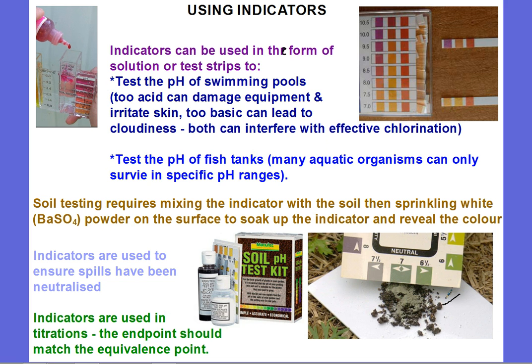And that's because the indicator inside the soil is hard to see the colour because the soil is dark. In the lab or inside, indicators can be used to show if a spill has been neutralised, and they're also used in titrations where you want to match the equivalence point and the end point.